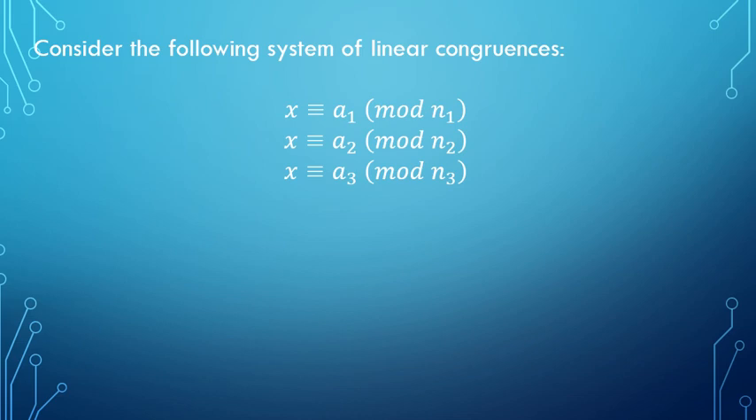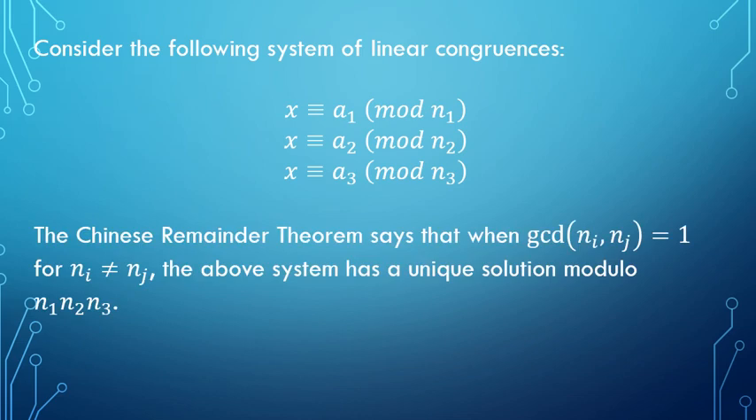Well, first of all, how do we know if we can solve it? All that is given and explained to us by the Chinese Remainder Theorem. The Chinese Remainder Theorem says that as long as the n values are relatively prime to each other, so n1 is relatively prime to n2, n2 is relatively prime to n3, and n1 is relatively prime to n3, then the above system has a unique solution modulo the product of these n's. It has a unique solution mod n1 times n2 times n3.